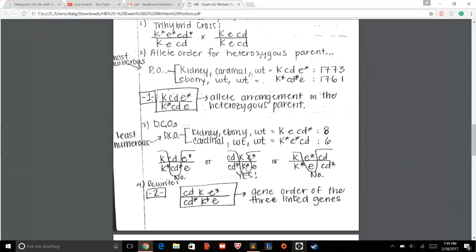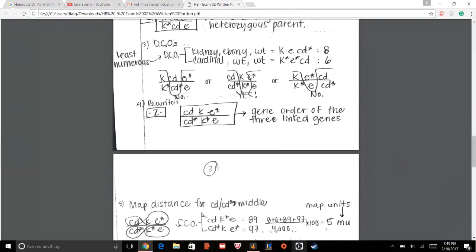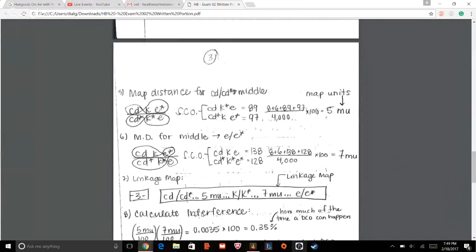We have CD, K star, and E star, which is right here, and CD star, K, and E, which is right here. So we know that this is the correct order. So that is the answer to part 2. This is the gene order of the 3 linked genes. And so we rewrite that, and then we go on to calculate the map distance.